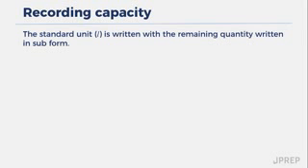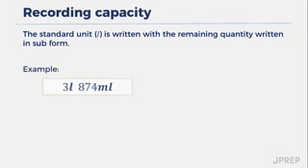Let's look at how we record capacities. To record capacity, we normally use the liter, and if there is any remaining quantity that is not up to that capacity, which is the liter, we write a sub-capacity. For example, using the milliliter. Let's look at a few examples. If I have 3 liters, 874 milliliters, this means I have 3 full liters and then there are some that is left which we can measure using the lower unit, which is the milliliter.